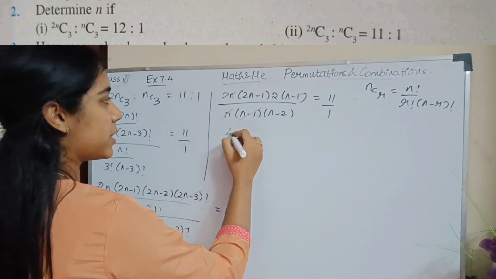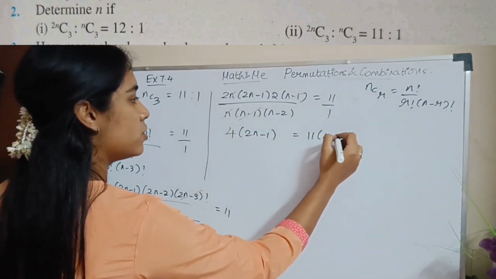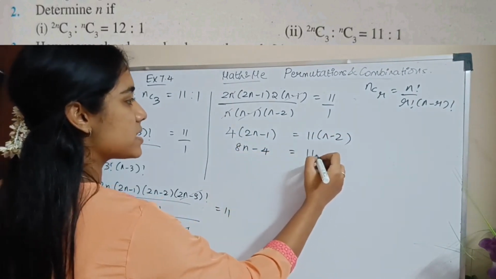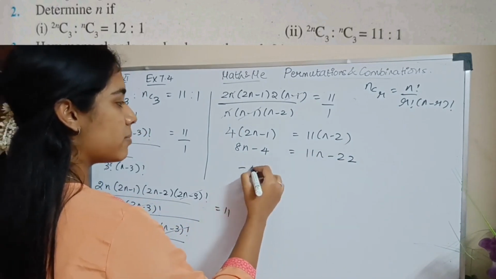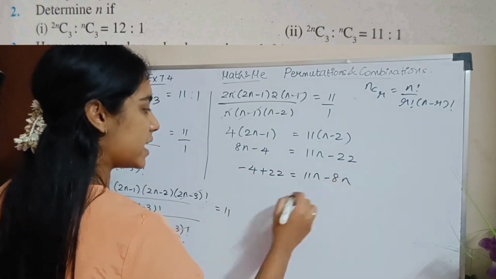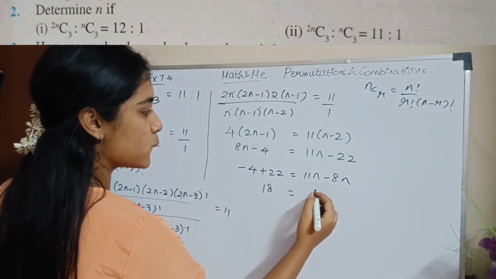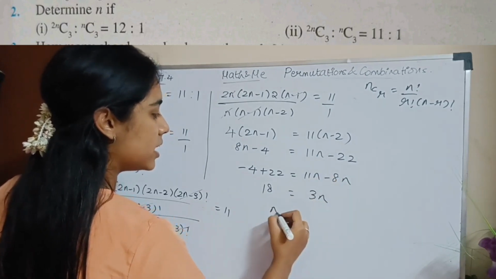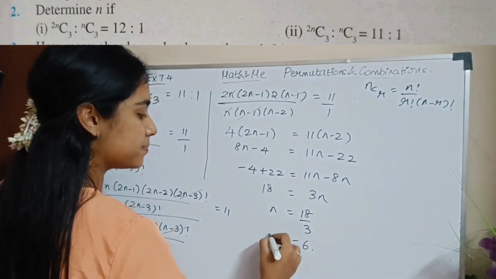So when I cross multiply, I have 4 into 2n minus 1 equals 11 into n minus 2. So 8n minus 4 equals 11n minus 22. Taking n terms to one side, minus 4 plus 22 equals 11n minus 8n. So I have 18 equals 3n. n equals 18 divided by 3, which is 6. Okay.